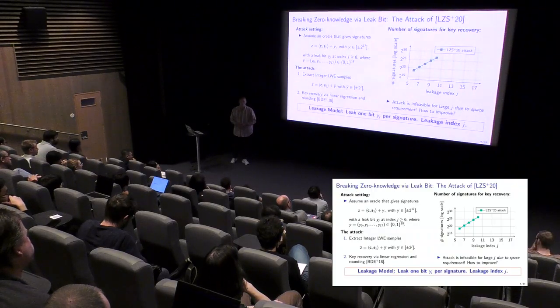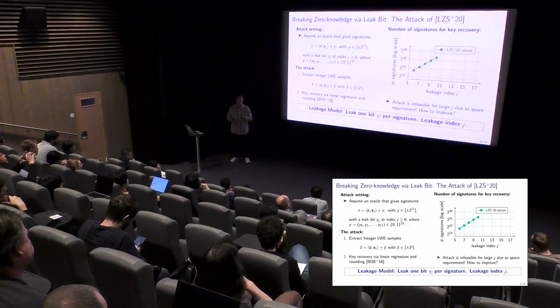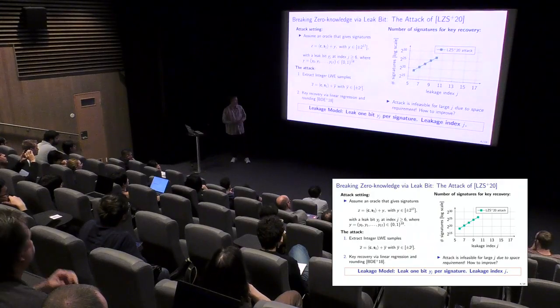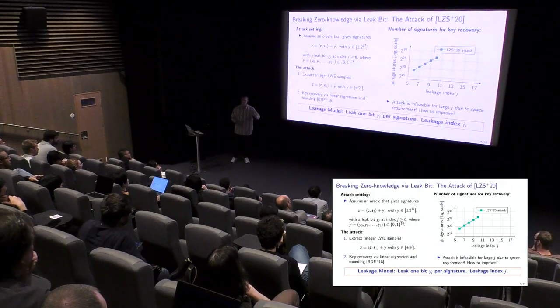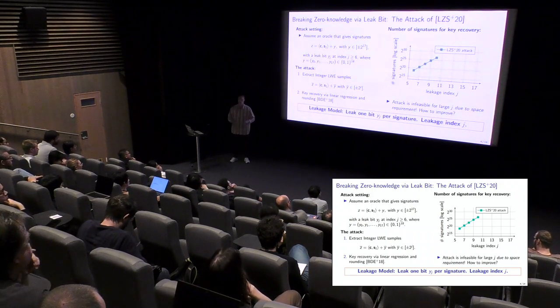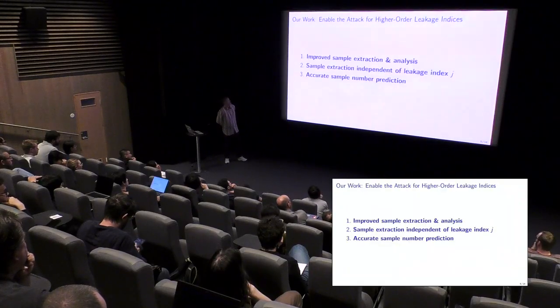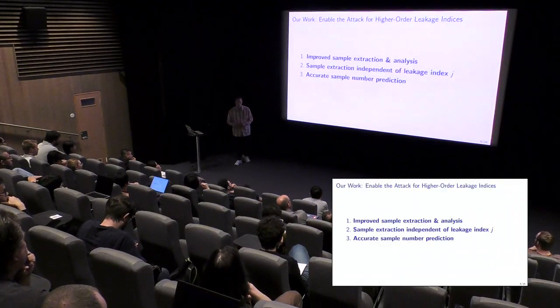Before I come to our results, I want to emphasize the leakage model. So per signature, there is one single bit leaked of the random value. And when I say leakage index, I mean the bit index of the leaked bit in the random value. So let's proceed with our results. In short, we enable the attack for all higher order leakage indices.